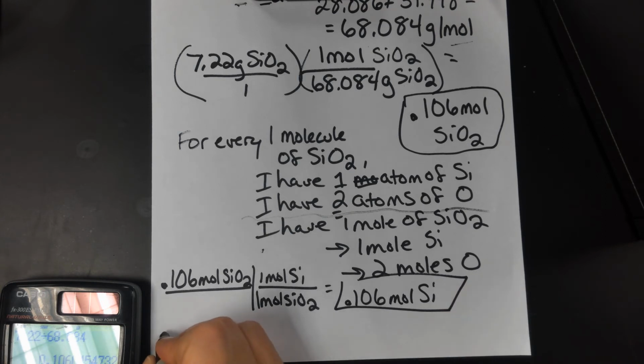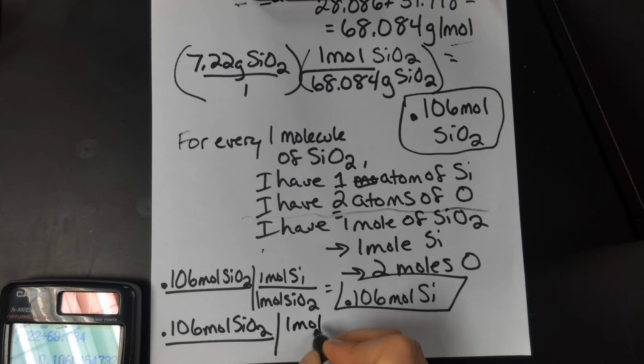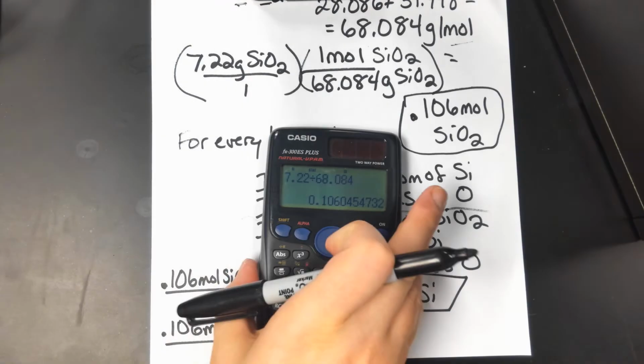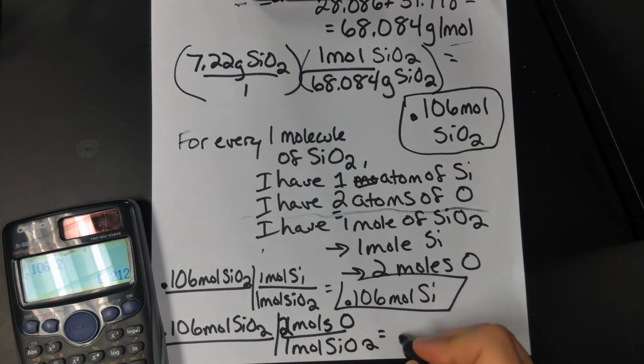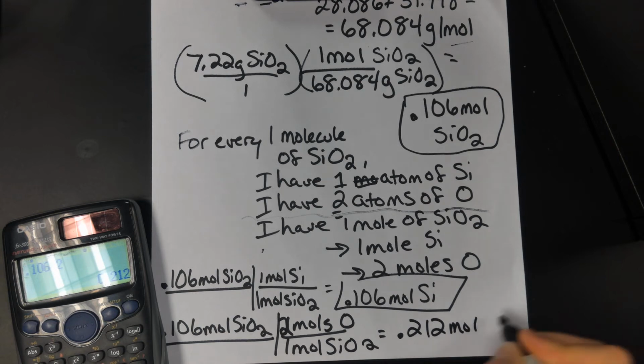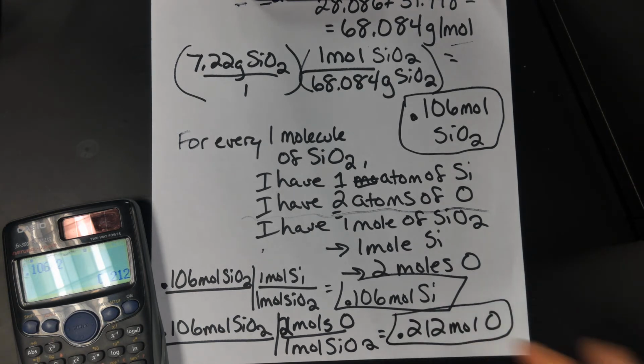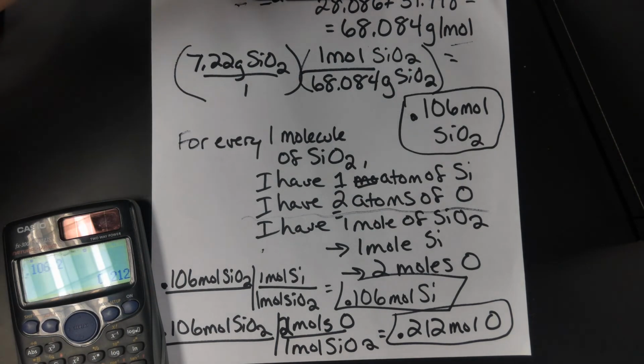Silicon atoms, right? And then 0.106 moles of SiO2. For every 1 mole of SiO2, I will have 2 moles of oxygen. So I really have 0.212 moles of oxygen. Does that make sense? I hope that makes sense.